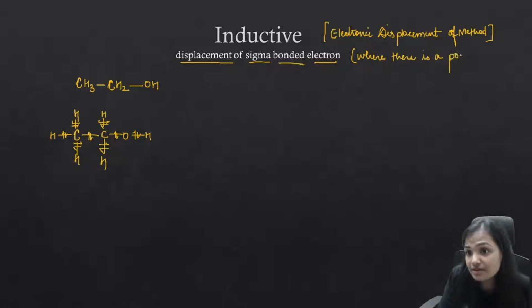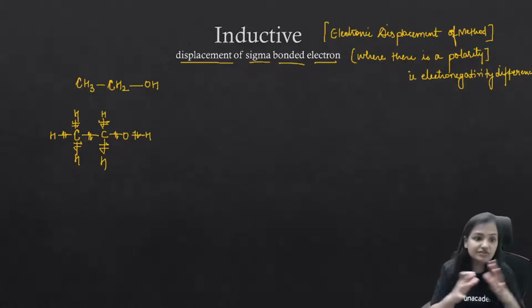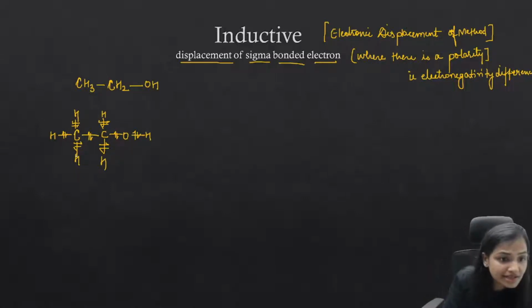Now what do you understand by polarity? Another term that I can use for polarity is the electronegativity difference. Again, let me tell you about it. So this is the displacement of sigma bonded electrons. We have so many sigma bonded electrons. Now we want to see who will displace and who will not.